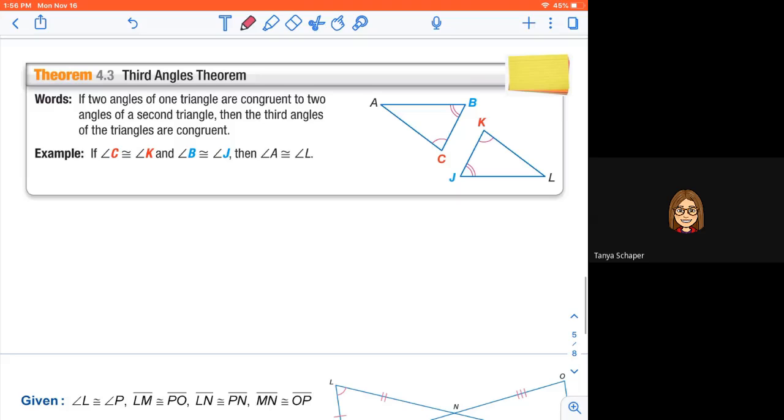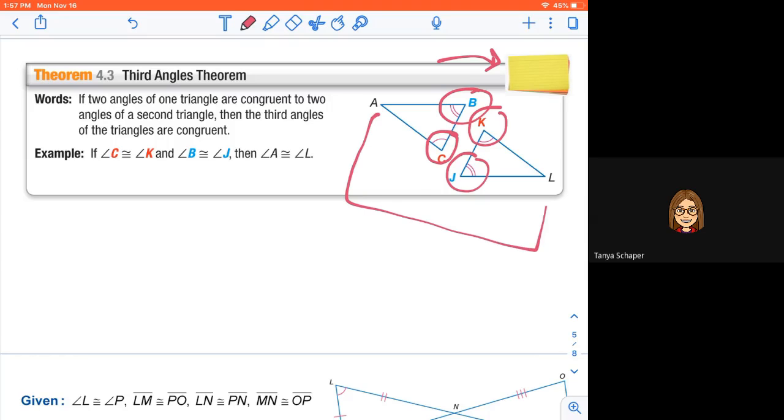All right, here is another theorem. Notice the note card. This is one you want to put on your note card. It's called the third angles theorem. What that basically says is, I've got two congruent triangles, and two angles in one triangle are congruent to two angles in another triangle. The theorem states then that the third angles are also congruent.